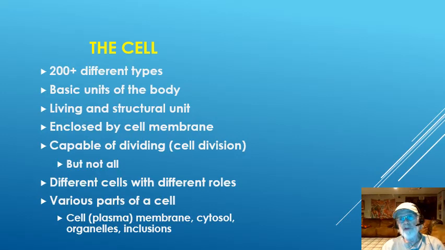Cells are capable of dividing, at least most of them, but not all of them. A typical example is a mature red blood cell, which will not divide. Once it gets past a certain point in the bone marrow, red blood cells and white blood cells can't divide anymore. They follow their route until their demise.